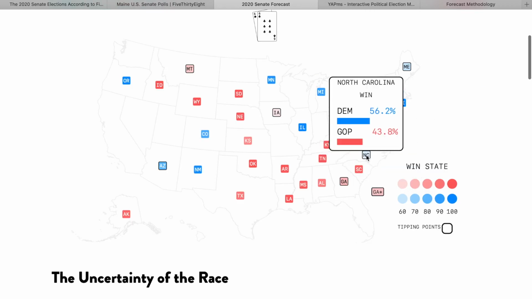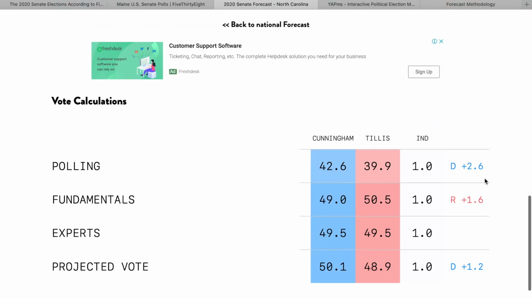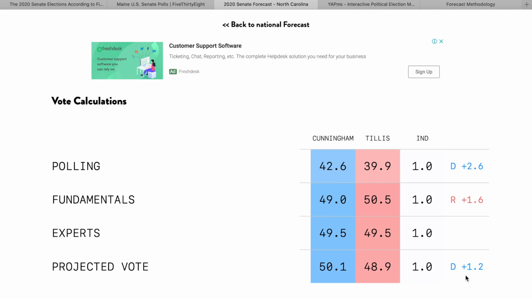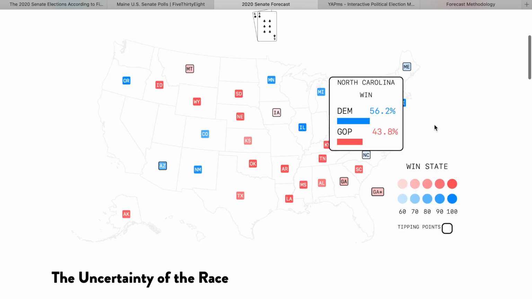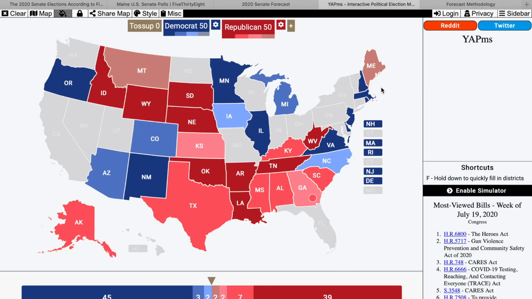And North Carolina, probably the closest race in this election. The polls show Cal Cunningham leading by 2.6 points, which puts it in the lean column. The full forecast has it as a 1.2 Democrat lead. I think the full projected vote is more reliable. I really think this will be one of the closest races, and I don't see either candidate winning by over 2 points. And yep, these are all safe Democrat states, and that's it.